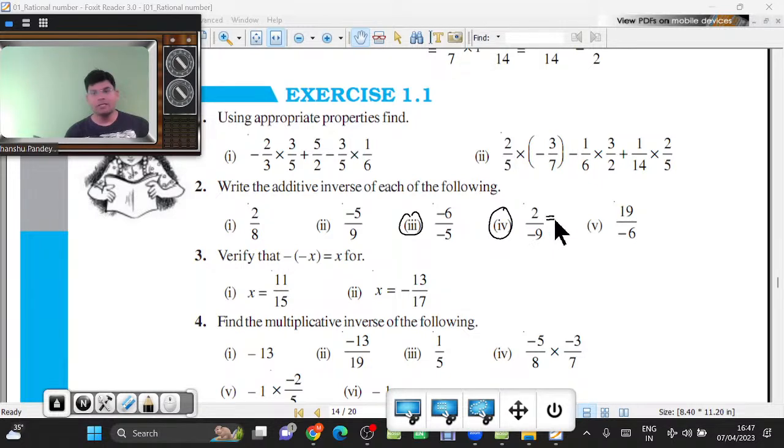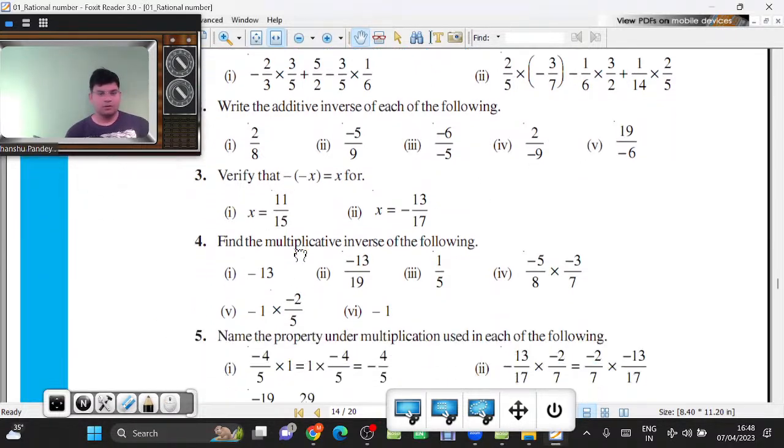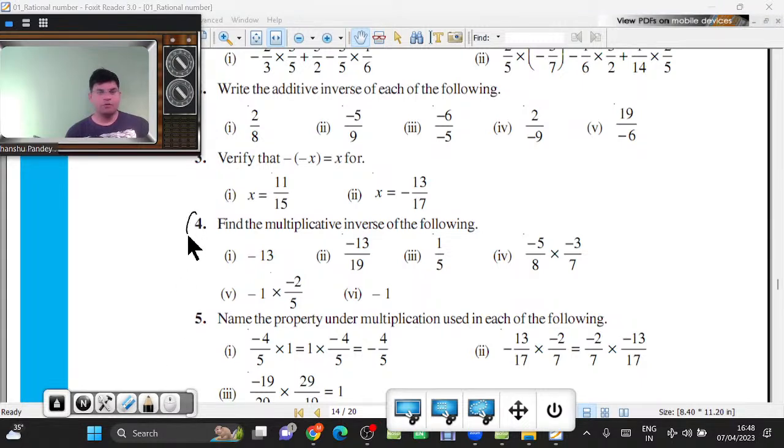Okay, Anvita, tell me what is the additive inverse of 2 by minus 9? It's 2 by 9. What is the additive inverse of 19 by minus 6? Sir, me? नहीं विहान. Yes, sir. बताओ क्या। 19 by minus 6. So 19 by 6. ओके, ये वाला क्वेश्चन कर लोगे एग्जाम्पल जैसे कराया था सेम वैसे ही। Yes, sir. Done. Question number 4.